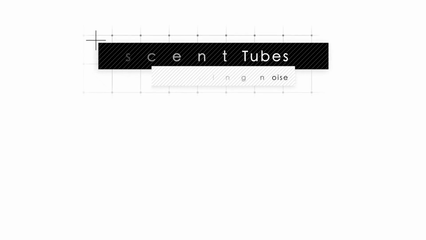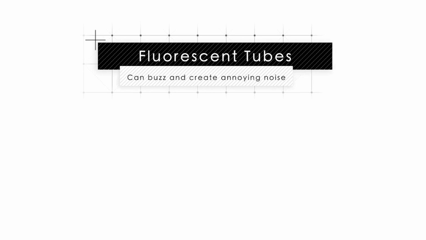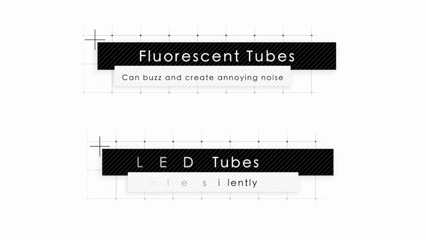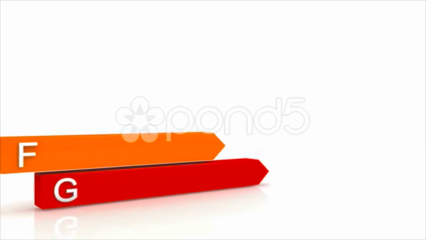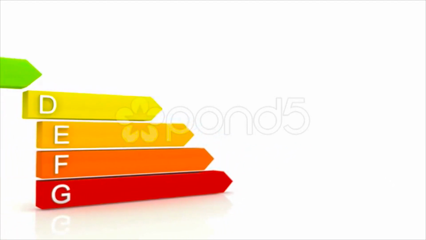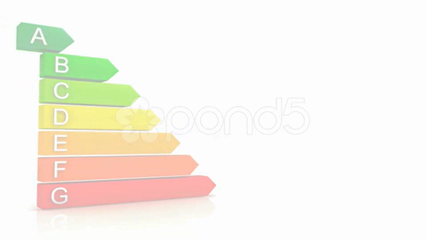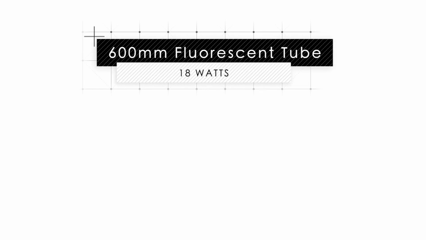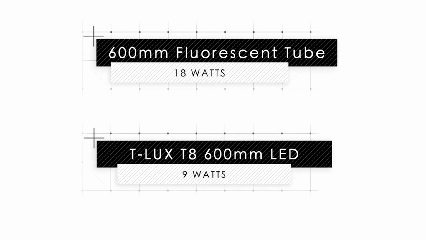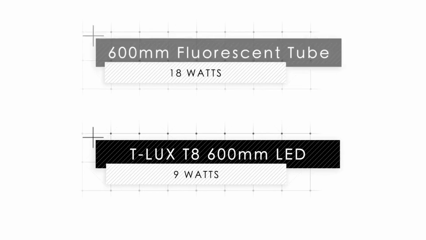Fluorescent tube fittings often buzz and provide an annoying background noise that cannot be stopped without turning the fitting off. LED tubes do not buzz and operate silently. In addition to the benefits of using LED tubes that we've already discussed, there is also the major advantage of their energy efficiency. LED tubes use significantly less power than their fluorescent counterparts and their associated control gear. To illustrate this, a 2-foot 600mm fluorescent tube will consume 18 watts, while the equivalent T-Lux LED T8 series tube will only use 9 watts.